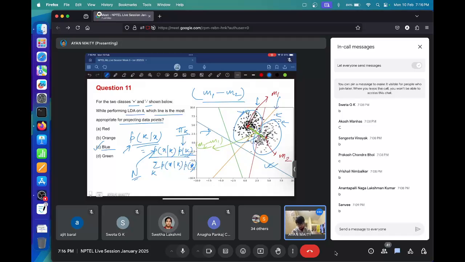P of k is the prior value, that is the fraction of points belonging to class k. And the denominator is also a value like that. The denominator is constant for the whole set of points, because it is summing over all the k values. Is it like a Gaussian distribution in the denominator also? The denominator is not really required. You can simply ignore this denominator and put a proportionality sign. You just need to compute the numerator.